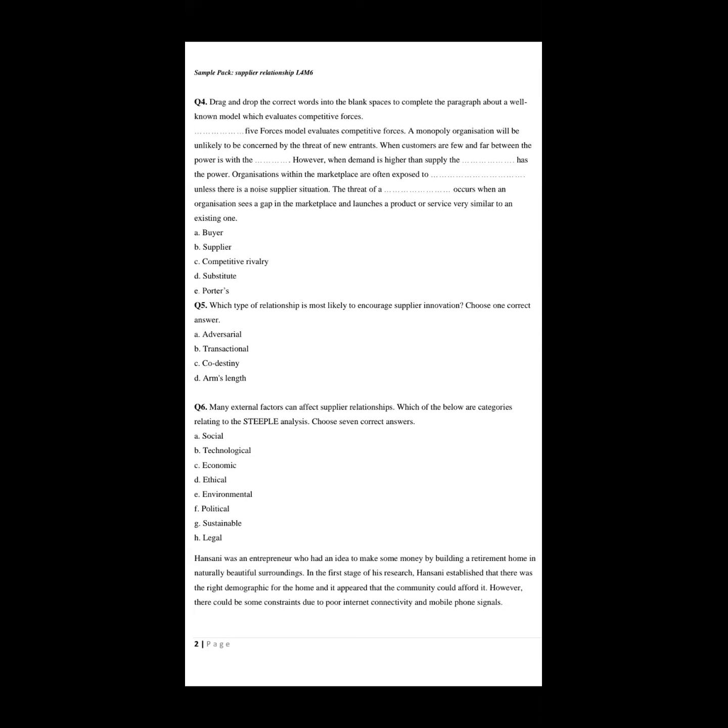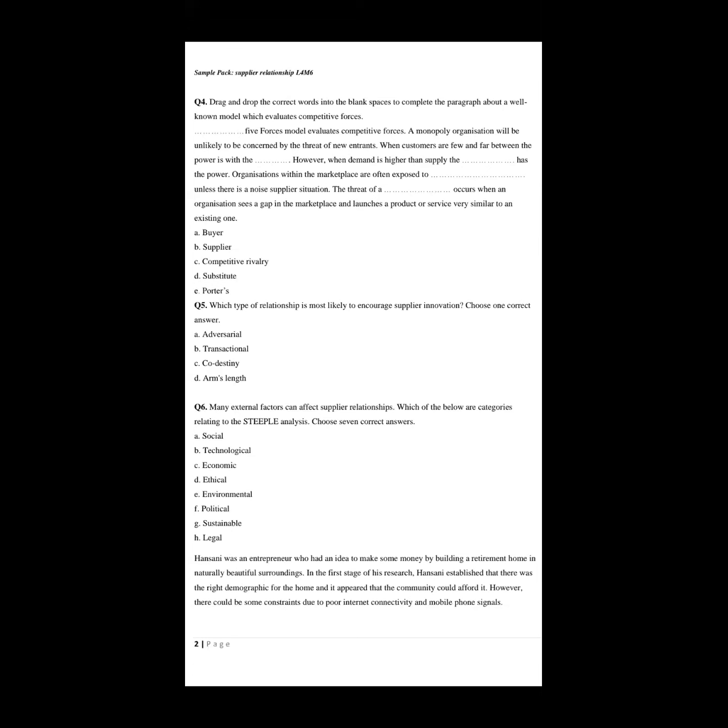Question 5. What type of relationship is most likely to encourage supplier innovation? Choose one correct answer. A, adversarial; B, transactional; C, co-destiny; D, arm's length. I'll go for co-destiny. That follows partnership. So you go for co. Good.